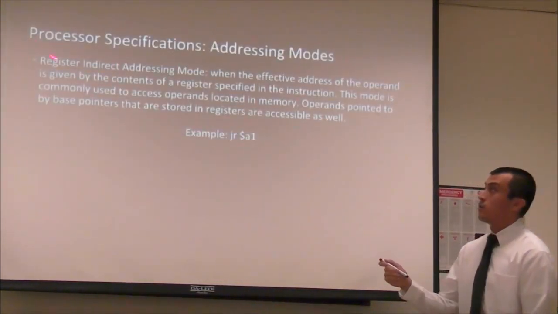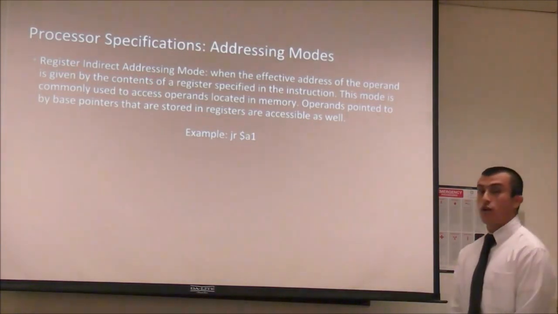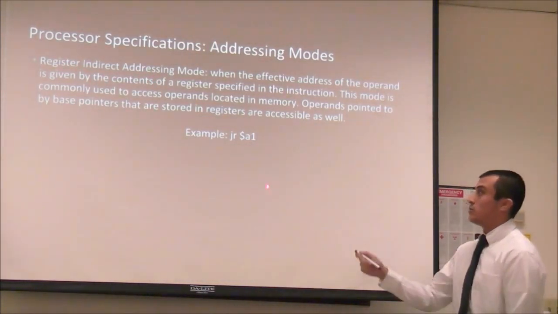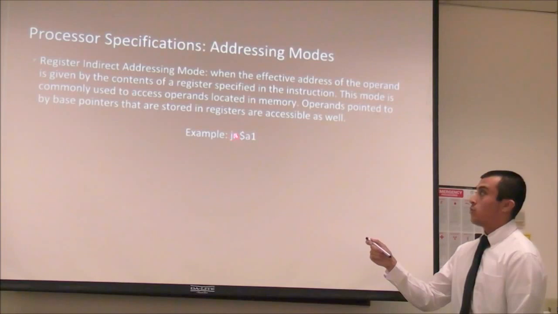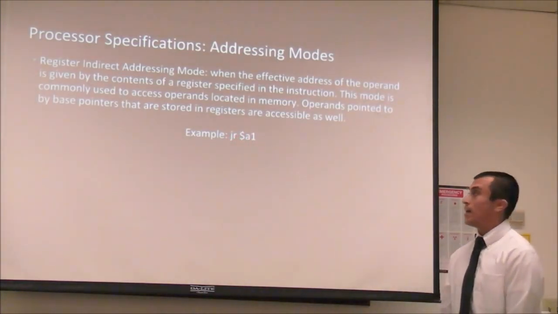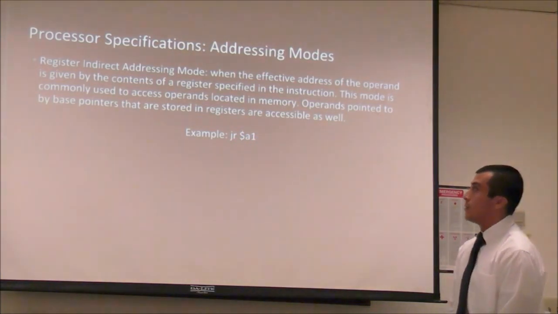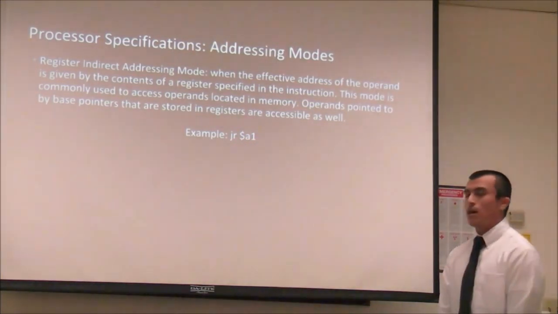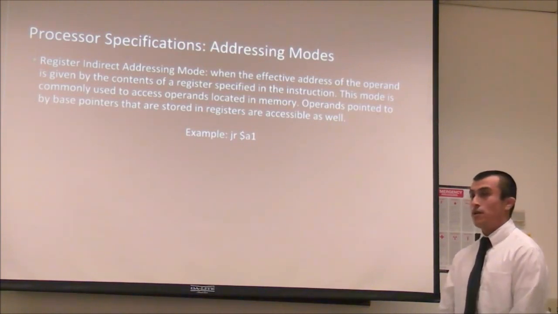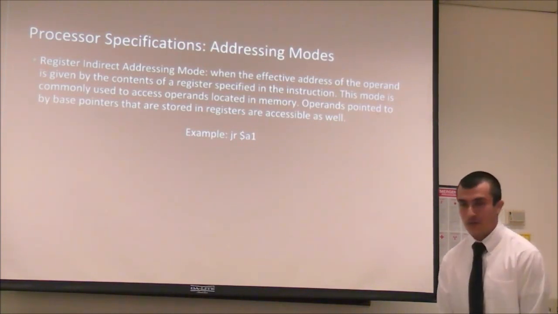And then our third addressing mode is register indirect, which is used for our jump register instruction. As you can see in this example, it's basically just jump register to whatever address we have in this register right here. And it's commonly used to access operands in memory. Mostly used with our return address in register 31.